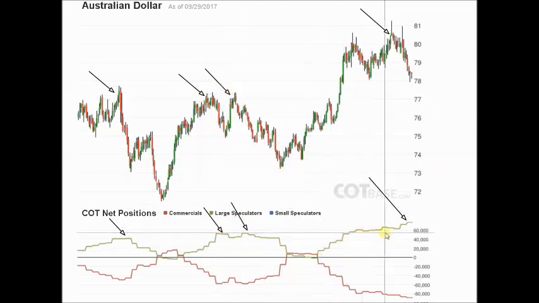Nice fall. And now look at the speculators. They're the longest they've been on the chart. The commercials have really gone against them. It's not only the biggest divergence on the chart, it's one of the biggest divergences in recent years. And what you can see is, obviously, we have come off the highs.